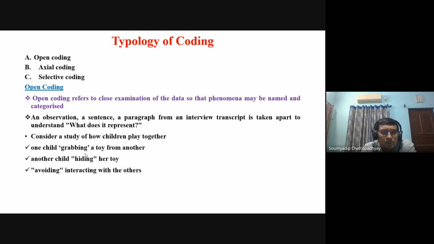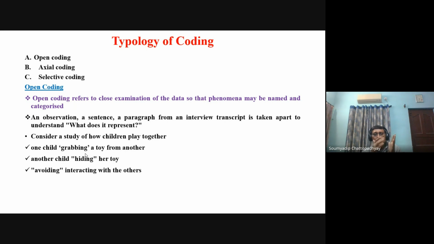Let me give you one particular example of how coding is important and how you actually make classification based on the coding. This is a classic example. Suppose you are doing a study on how children play together. Now you can think of three different responses. You can see one child grabbing a toy from another. You can see another child hiding her toy. You can see another child avoiding interacting with the others. That means the mode here is different: one is grabbing, another is hiding, another is avoiding.